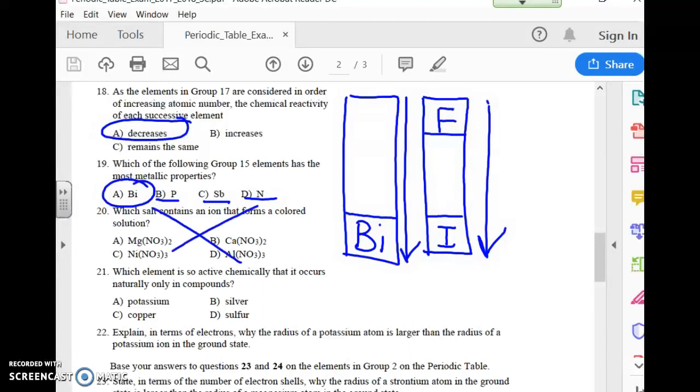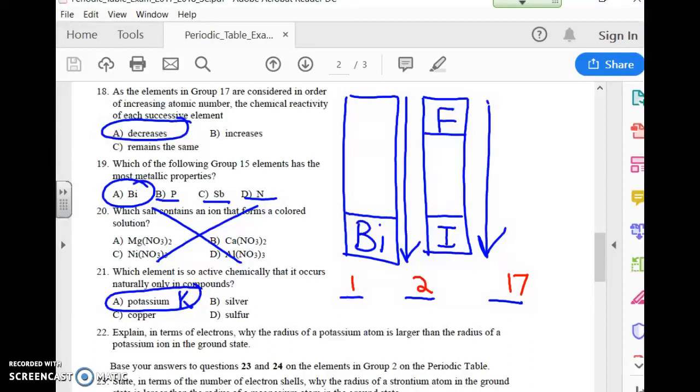Number 20, we're not talking about. It's kind of an optional topic. 21, which element is so active chemically that it occurs naturally only in compounds? Well, there are 3 groups that are so reactive that you never find them in free form in nature, only combined. It's groups 1, 2, 17. The question could also have asked, if it were very straightforward, which of the following elements is in either group 1, 2, or 17? Well, K, potassium, is in group 1.